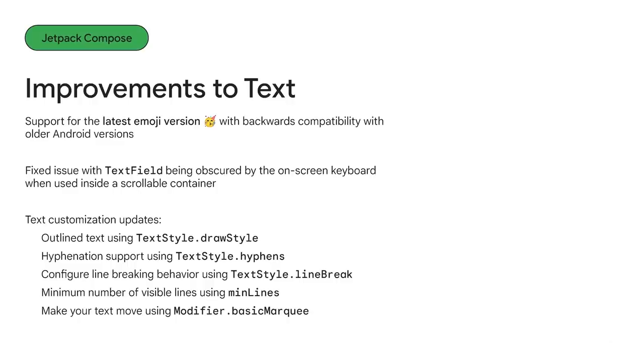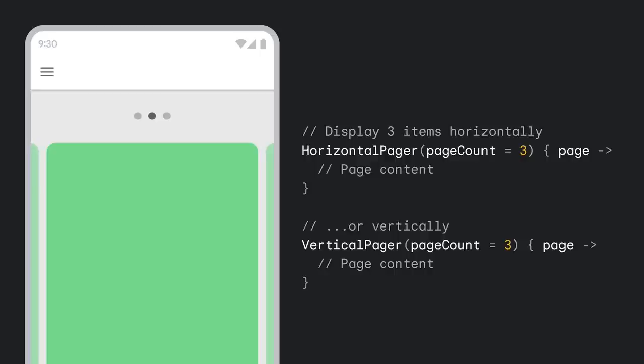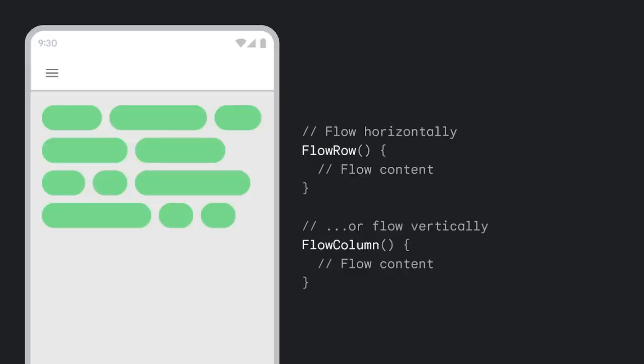Lots of improvements in text have also landed, like support for the latest emoji version. So now your users can be even more expressive. It also introduces customization features such as outlining text, hyphenation support, configuring line-breaking behavior, and bug fixes. New layouts have also been introduced to support complex design use cases. The new pager layout allows you to horizontally or vertically flip through content, similar to view pager and views. Whereas the new flow layout allows you to arrange content in a vertical or horizontal flow, much like lines of text in a paragraph.